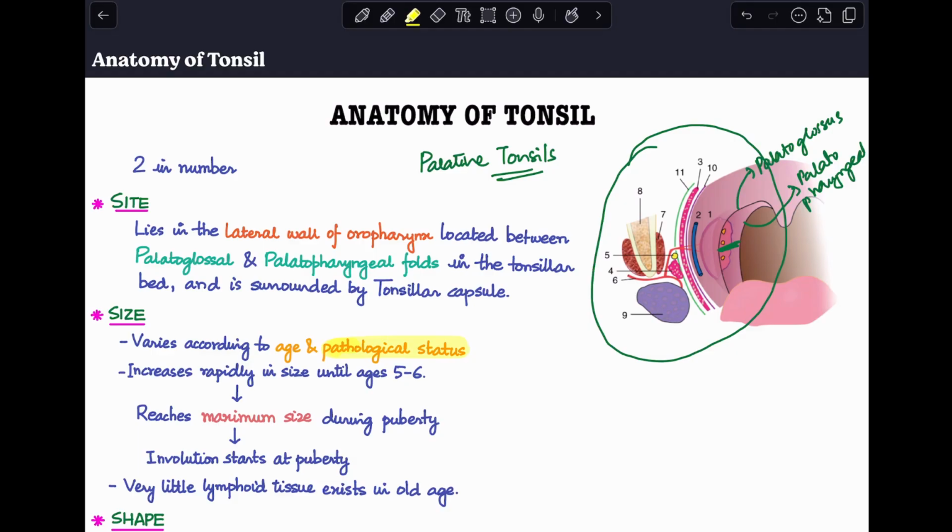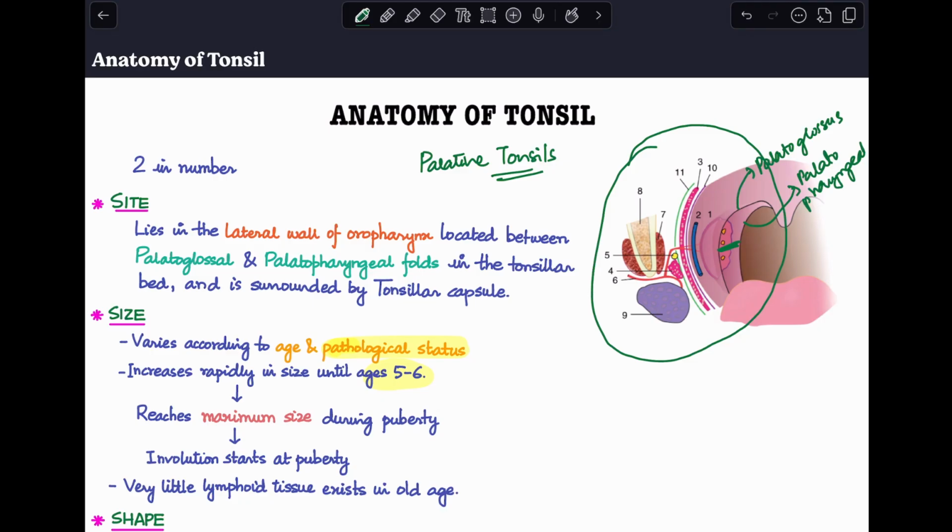So first let's talk about the age part. The size of the tonsil starts increasing very rapidly around the age of 5 to 6, and then it reaches a maximum size during the time of puberty, after which it starts involuting. So that is the relationship of the size of tonsil as we keep aging. And by the time a person is very old, very little lymphoid tissue is left behind in this region.